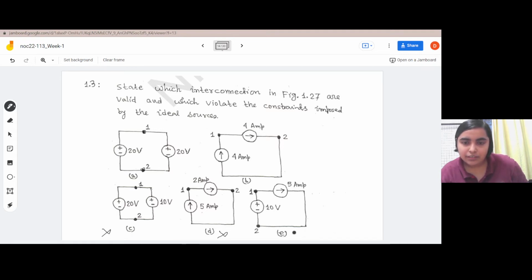Ma'am, invalid connection. Okay, why do you say so? Because there is no load connected in it. Yeah, so this is a short circuit kind of a thing, right? Maybe. In a short circuit there is a slight resistance of the wire. So in a short circuit what happens? We get a very high current, right? Yes, ma'am. So option E is actually valid.